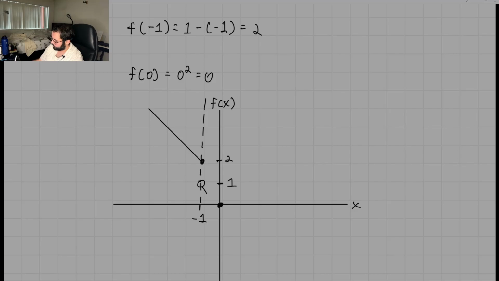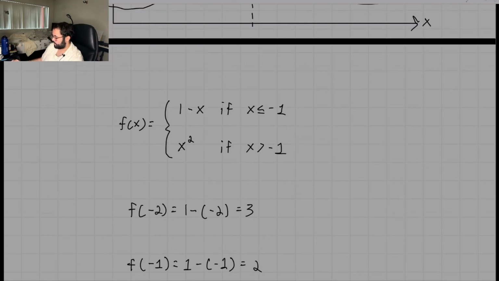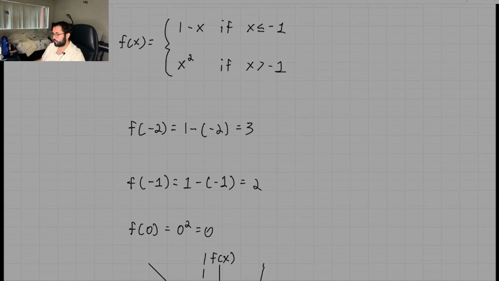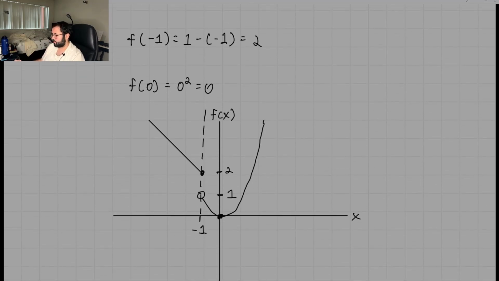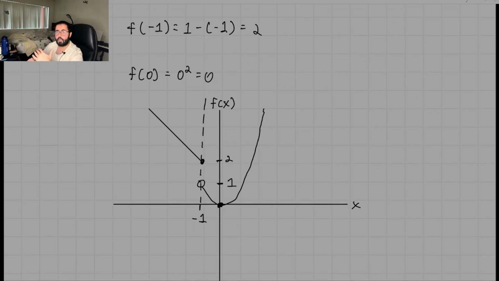And then we can follow the rest of the trend of what a parabola looks like, something like that. So that's our graph of what this piecewise function looks like. So you can see here that at this point where the domain splits, our function shifts. It jumps. There's this gap in between them. That's okay. This can still be defined as a function.